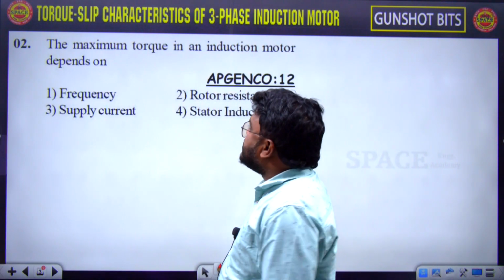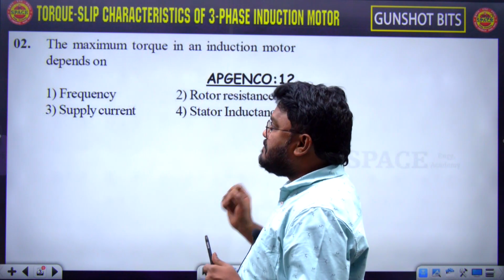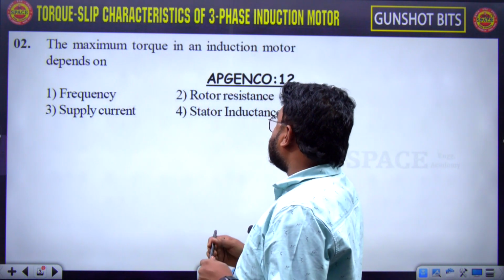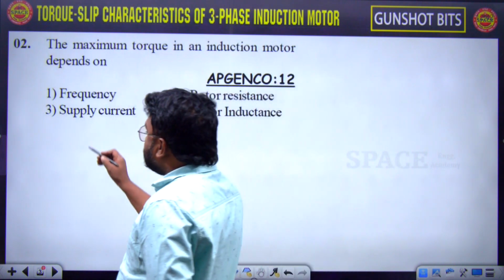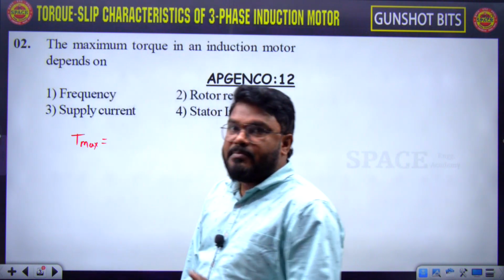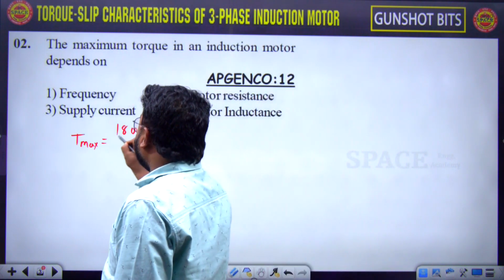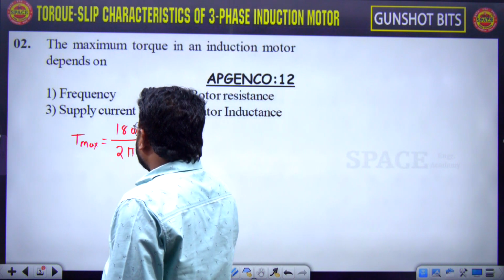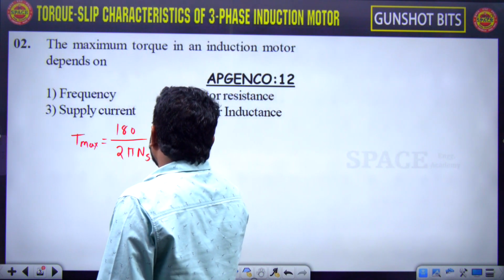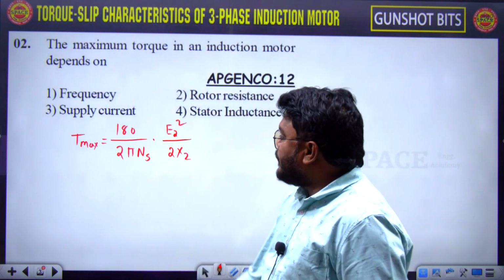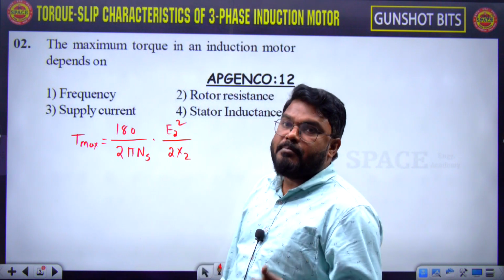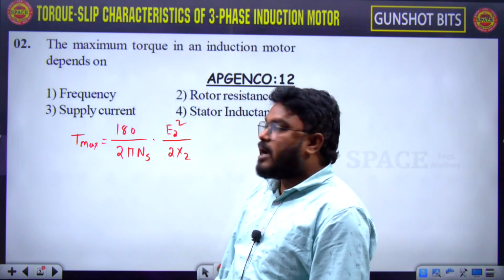Next, let us solve question number 2. The maximum torque in an induction motor depends on the frequency, supply current, rotor resistance and the stator inductance. What is the equation of the maximum torque? T maximum is equal to (180 divided by 2 pi ns) into E2 squared divided by 2 X2, where ns is the synchronous speed, E2 is the rotor EMF per phase, and X2 is the standstill reactance per phase.